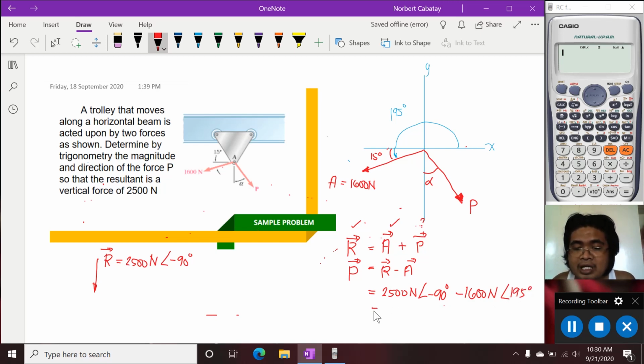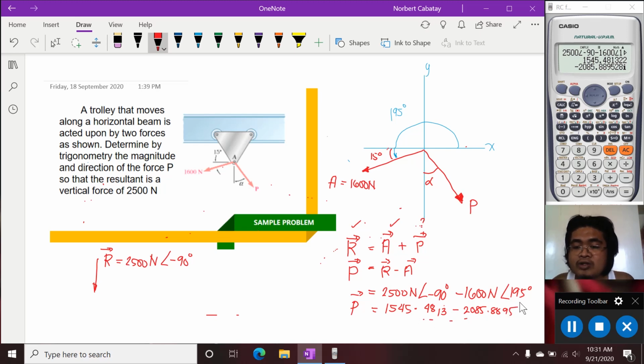So P is equal to, on our calculator, 2,500 newtons at angle negative 90, minus 1,600 at angle positive 195. This is the time you apply the subtraction of vectors. You have to make sure that the angle you are using is correct, because that is where you might go wrong. So we get 1,545.4813 minus 2,085.